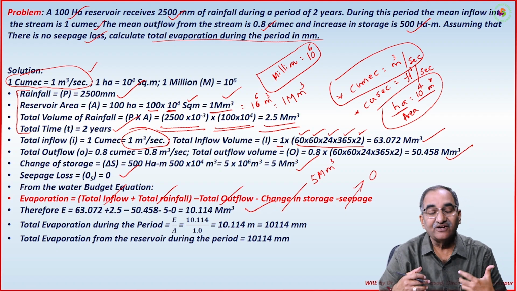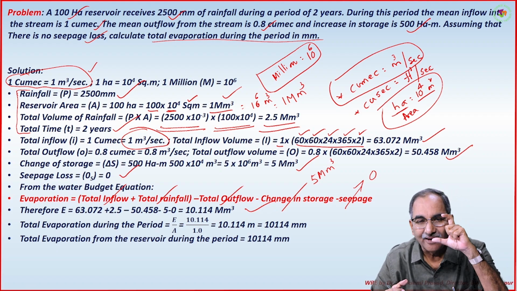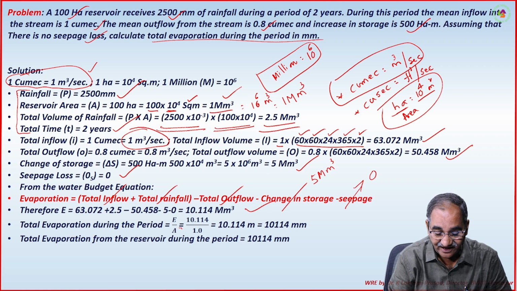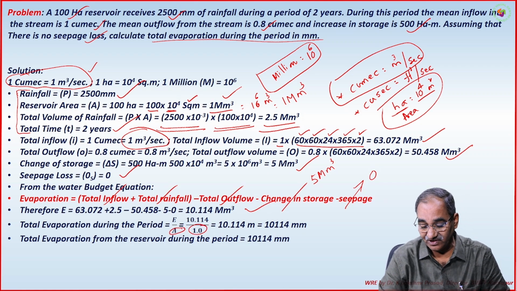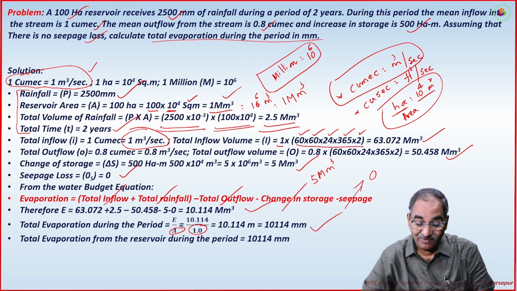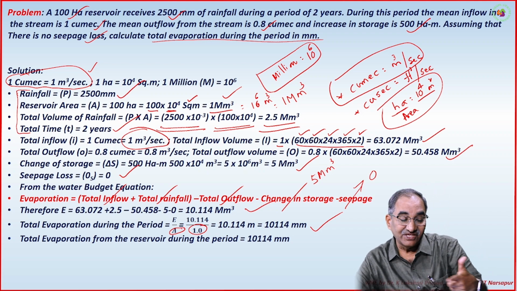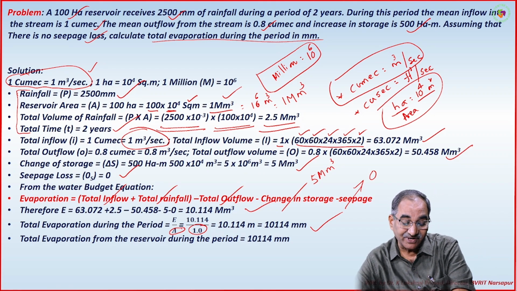I have substituted it. So the total evaporation is this much. Then I should find evaporation in terms of depth units. So what is the area? Area is 1 million meter square. That's what I have put. So this is in mm. Now you imagine how much. Please just see how much the evaporation loss is. It is 10,114 mm.